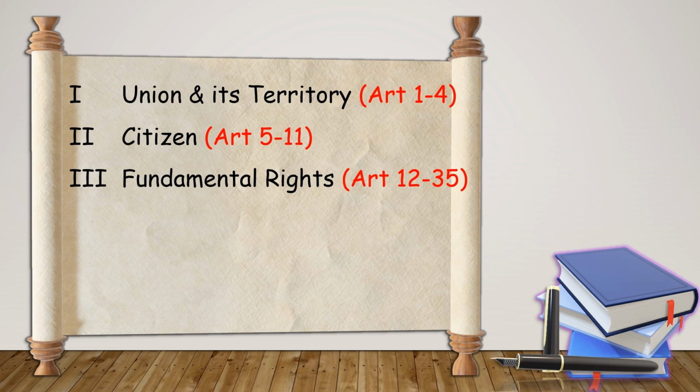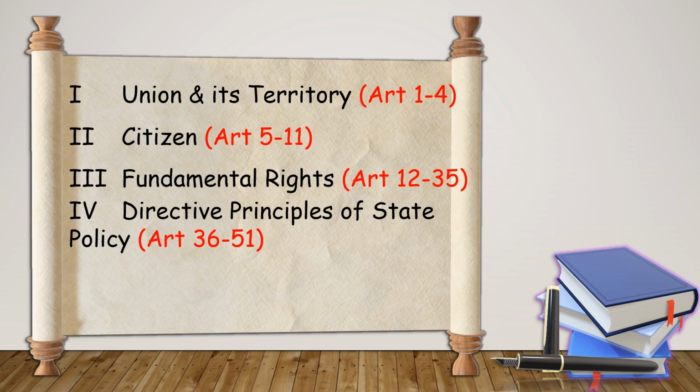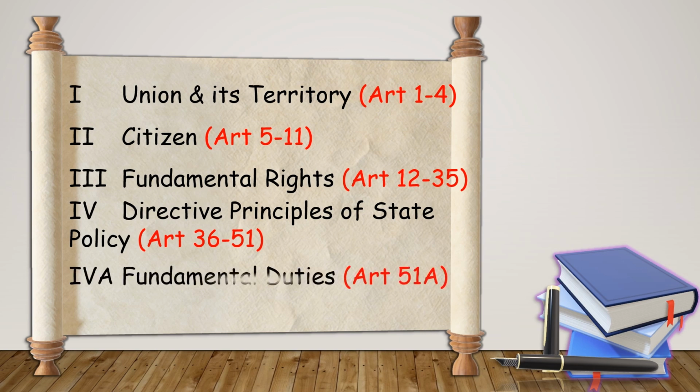protections for every citizen. Part 4 delves into the directive principles of state policy, detailed in Articles 36 to 51, outlining the goals and guidelines for the governance in achieving a just and equitable society. Part 4A establishes fundamental duties of citizens mentioned in Article 51A, which emphasizes the responsibilities individuals have towards the nation.